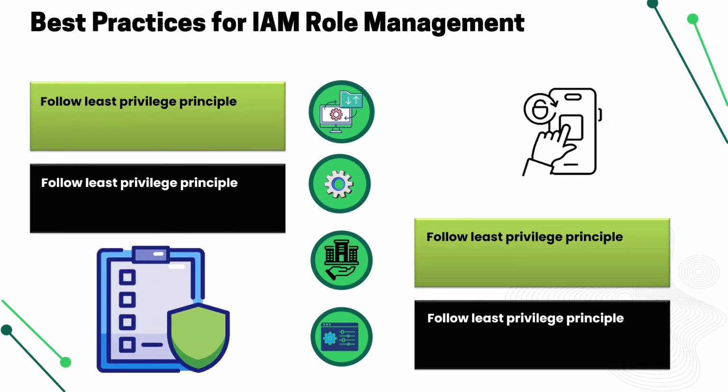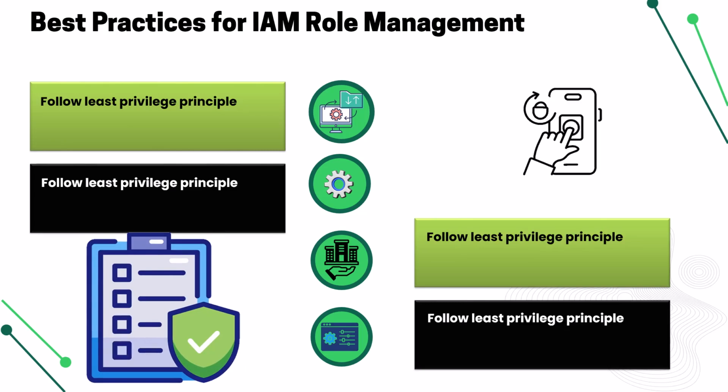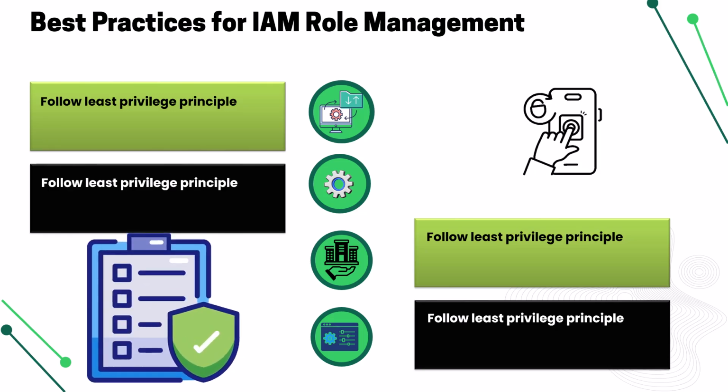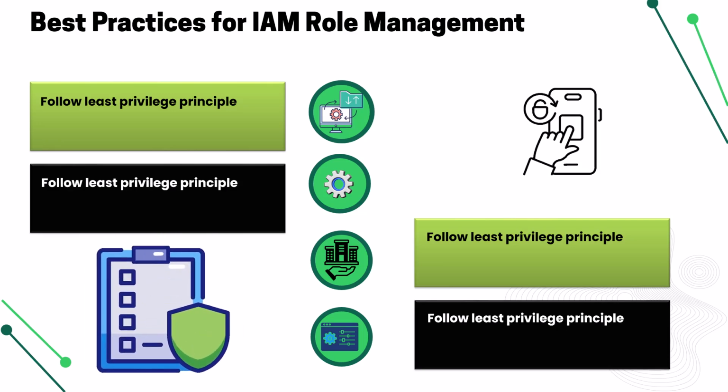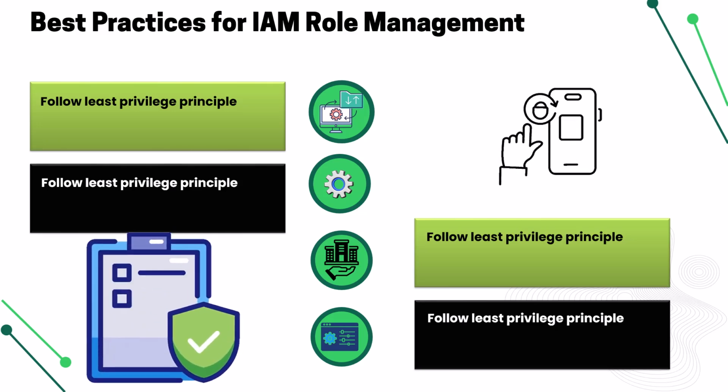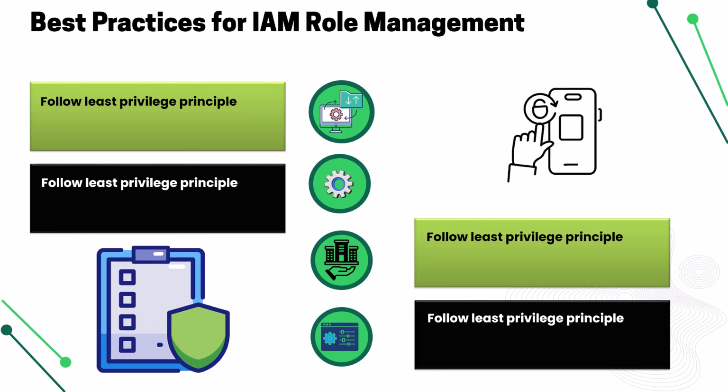IAM role management is all about balance. Too strict and you slow things down, too loose and chaos ensues. Least privilege keeps things tight. Temporary credentials add security, and regular reviews keep us out of trouble. Logging is like having a security camera. It catches issues before they escalate.